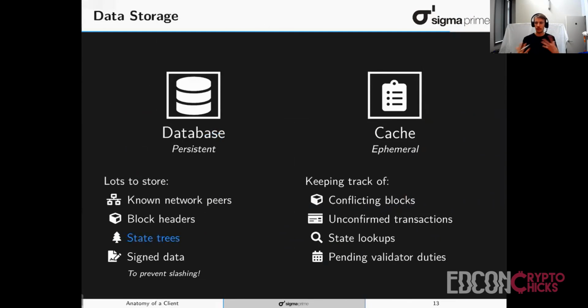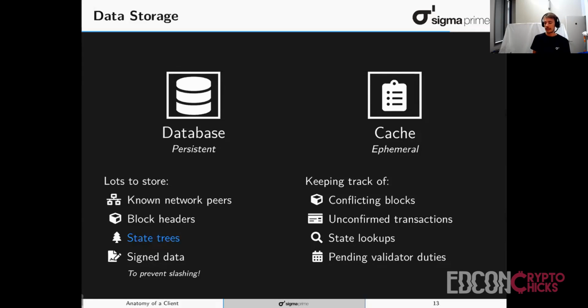And so we have all these different components, and of course, all these different components need to actually store data. I've already mentioned a few times that they need to either cache data or store it more persistently. So I just wanted to mention the data storage components here, where we have our very persistent disk data storage, and our cache, which may be very ephemeral. Things like network peers, all of the block headers, and the state trees are very important to store. That's kind of obvious. And another one that I put here as well is signed data.